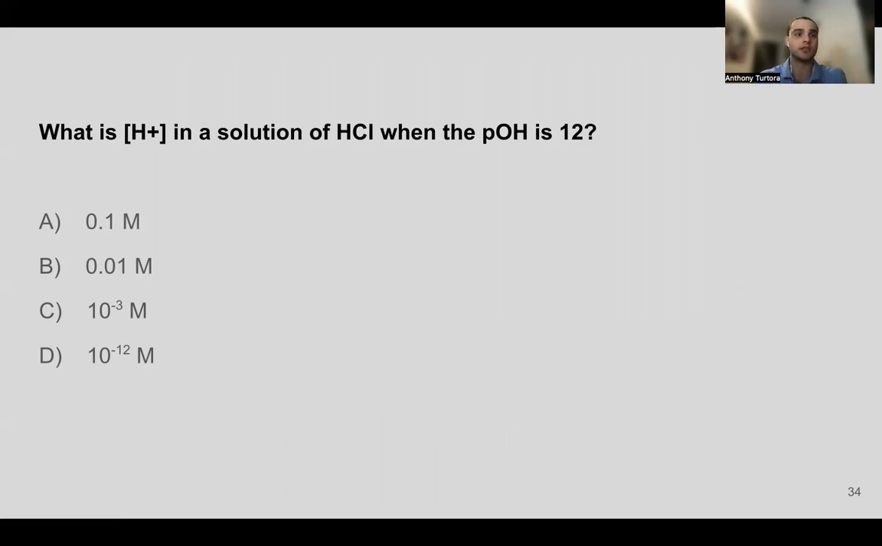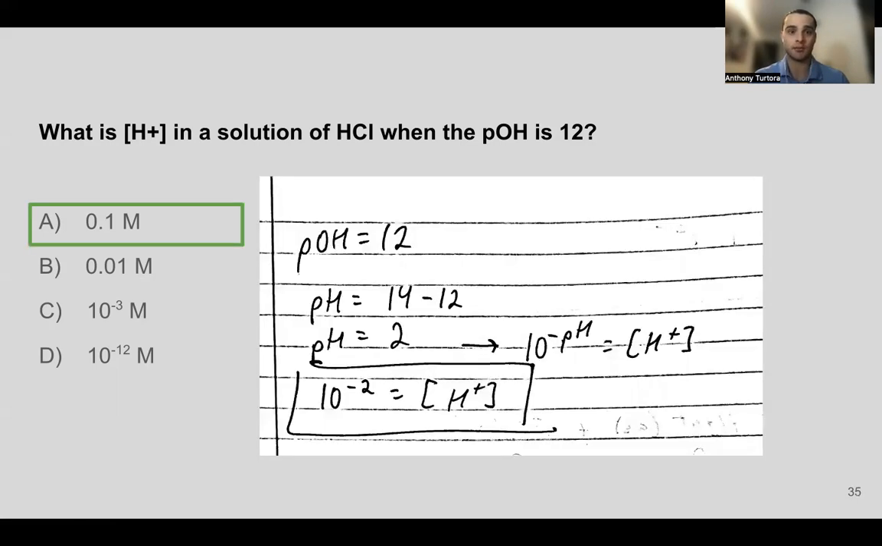So the question states, what is the H plus concentration in a solution of HCl when the pOH is 12? This question is testing our ability to interconvert between pOH, pH, and then concentration. So we have to know how to do this readily. We have to know that our pH plus our pOH is equal to 14. So we first figured that out. As we see here, our answer is A, but I will discuss the process that I used to get there.